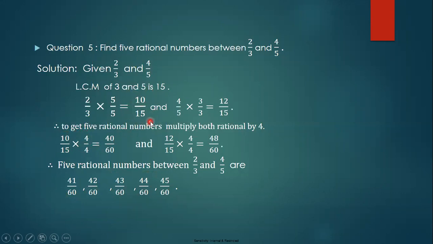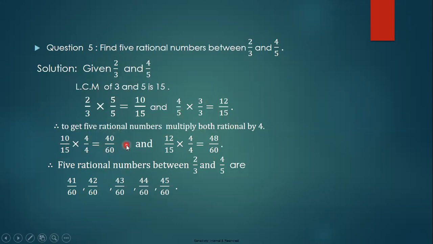Now your first number is 10 by 15. Okay, the second rational number is 12 by 15. So I am multiplying both numerator and denominator by 4. Here also I have multiplied by 4. You can multiply by 5, 6, 7, okay, depending on how many rational numbers you require. Now here I have multiplied by 4. So 10 4s are 40, 15 4s are 60, 12 4s are 48, 15 4s are 60.